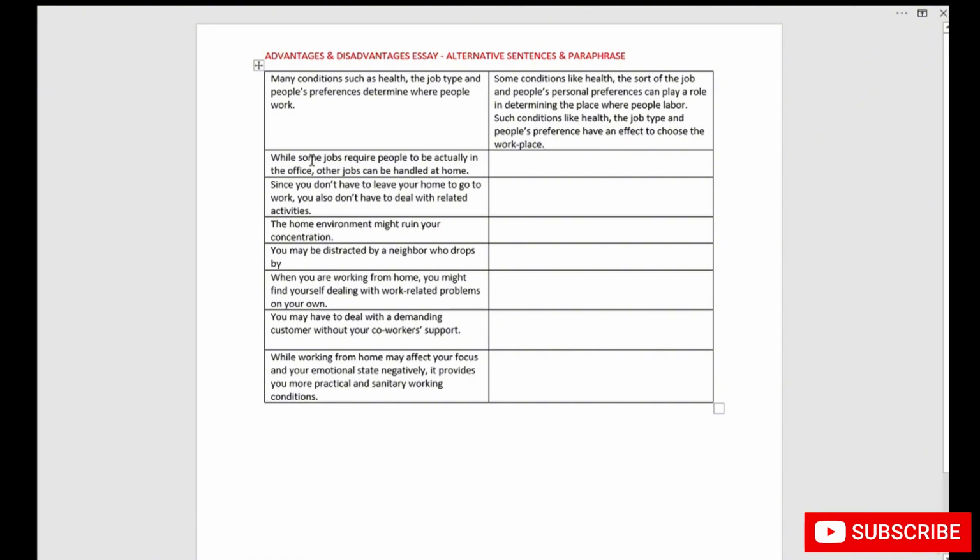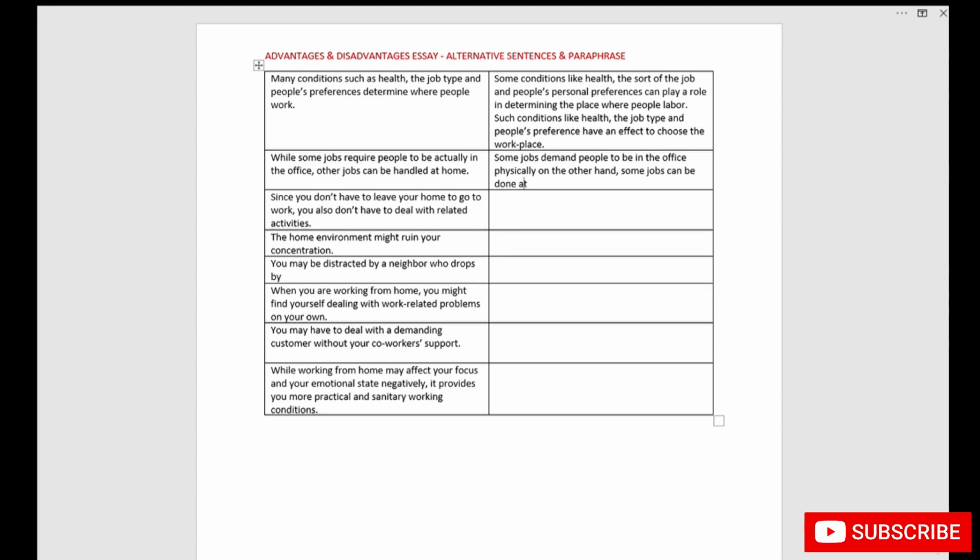While some jobs require people to be actually in the office, the other jobs can be handled at home. I can say some jobs demand people to be in the office physically. On the other hand, some jobs can be done at home. Instead of using while, I used on the other hand, and it has the same meaning. Now let's look at the third sentence.